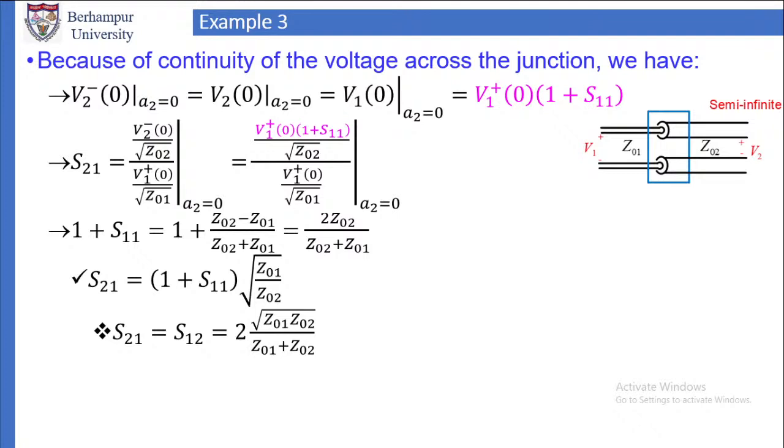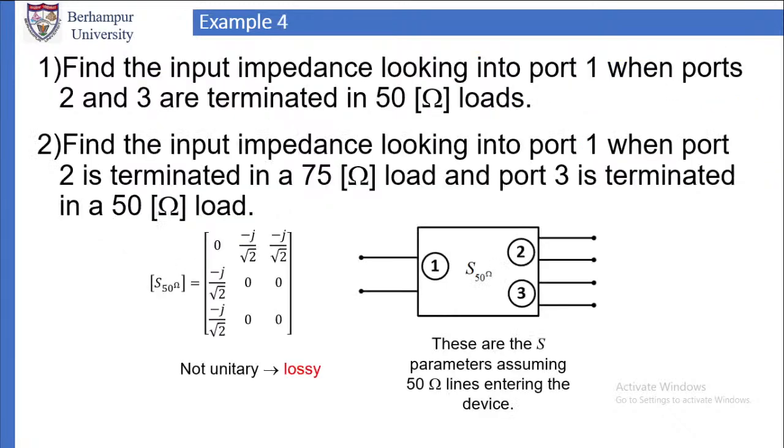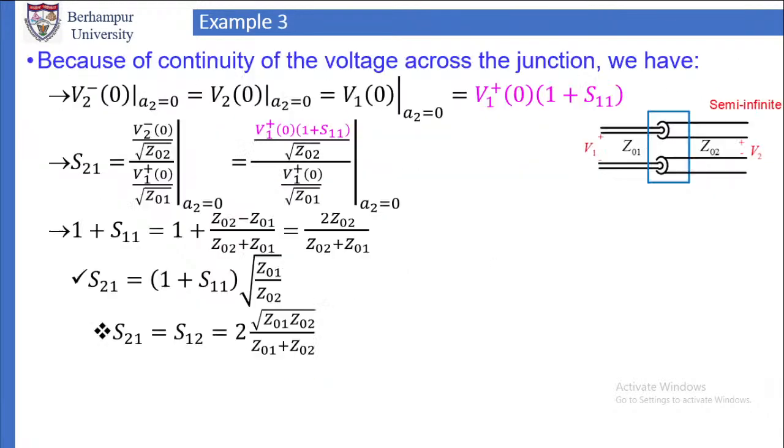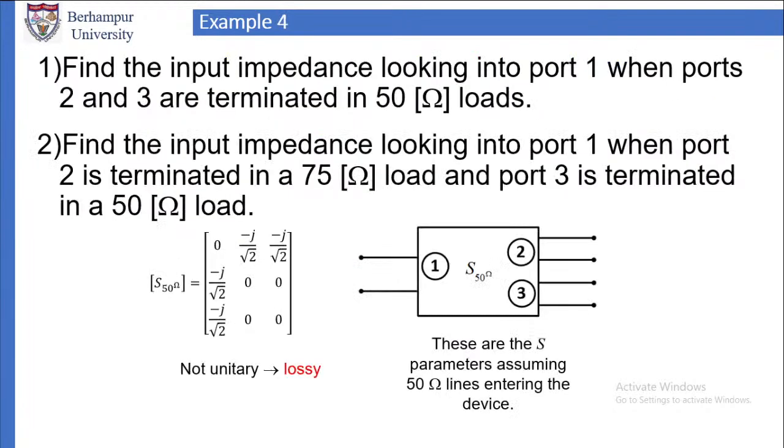Now S21 is equal to 1 plus S11 by root over of Z02 into root over of Z01 by root over of Z02. So S21 will be 1 plus S11 into root over of Z01 by Z02. So S21 is equal to S12, that will be 2 times root over of Z02 into Z01 divided by Z01 plus Z02. So these two you can find out.